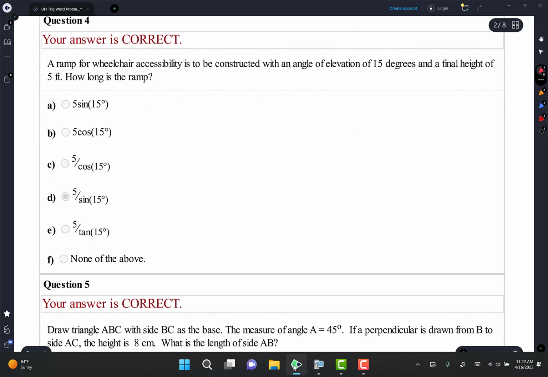All right, question 4. A ramp for wheelchair accessibility is to be constructed with an angle of elevation of 15 degrees and a final height of 5 feet. How long is the ramp? Okay, so let's read that again. A ramp for wheelchair accessibility is to be constructed with an angle of elevation of 15 degrees.